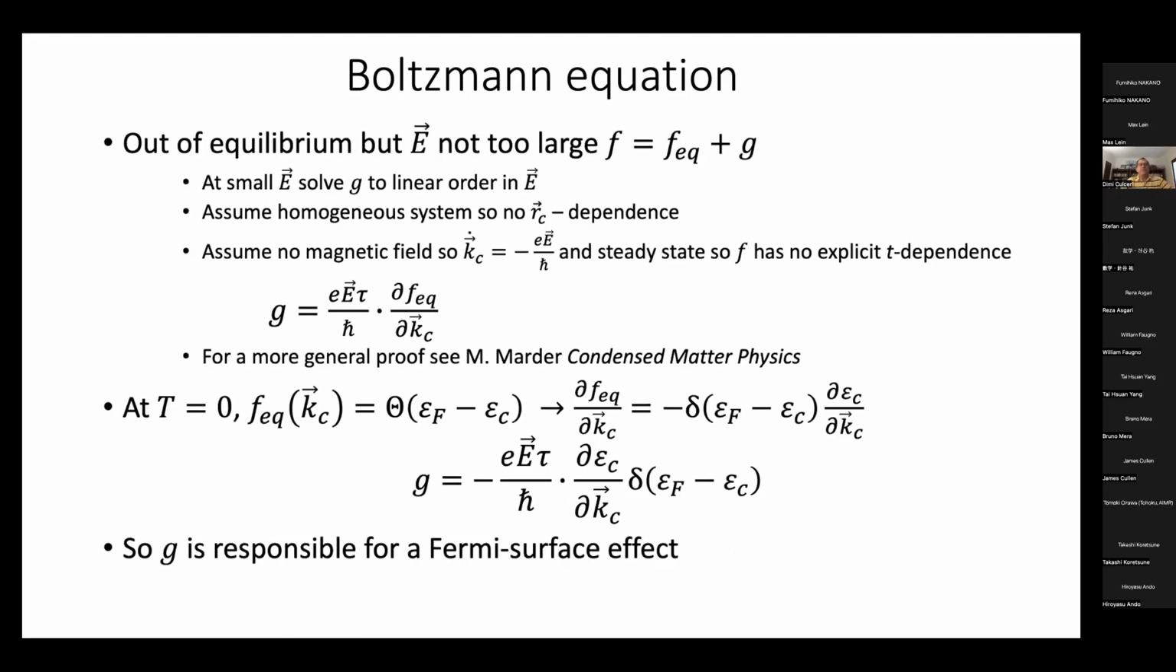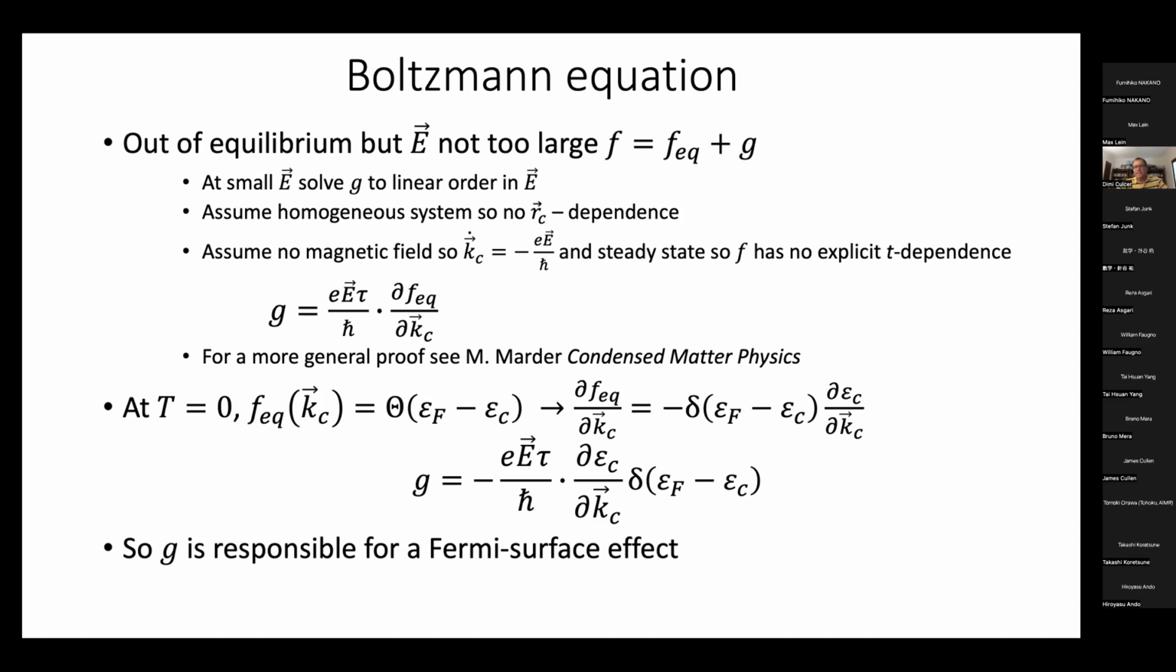So if we have an electric field applied, we're out of equilibrium, then we can say the distribution function is the equilibrium function plus some non-equilibrium correction, and this correction is solved to linear order in the electric field.